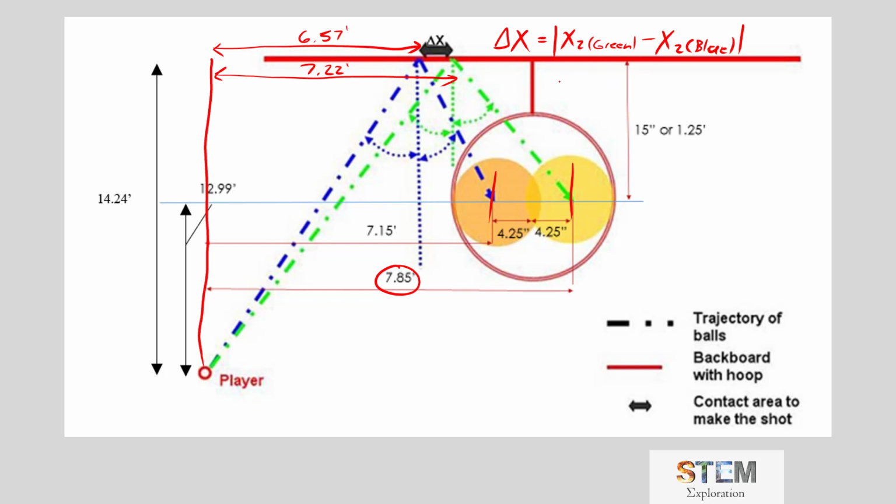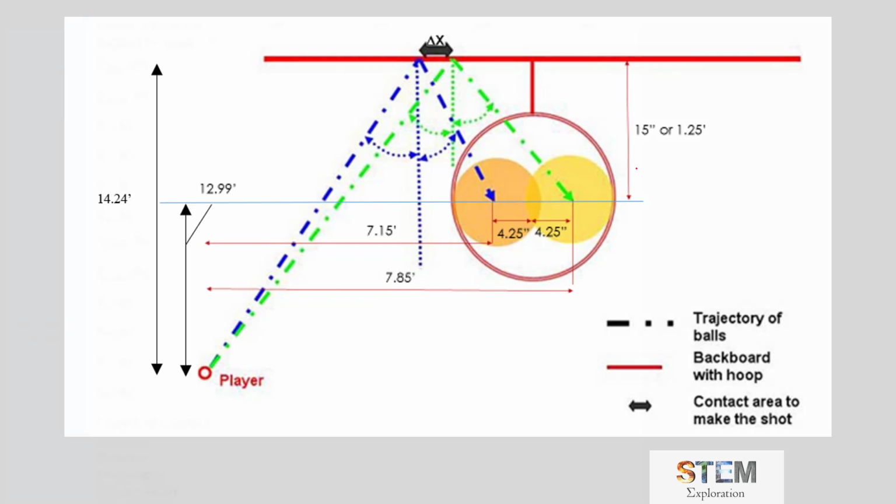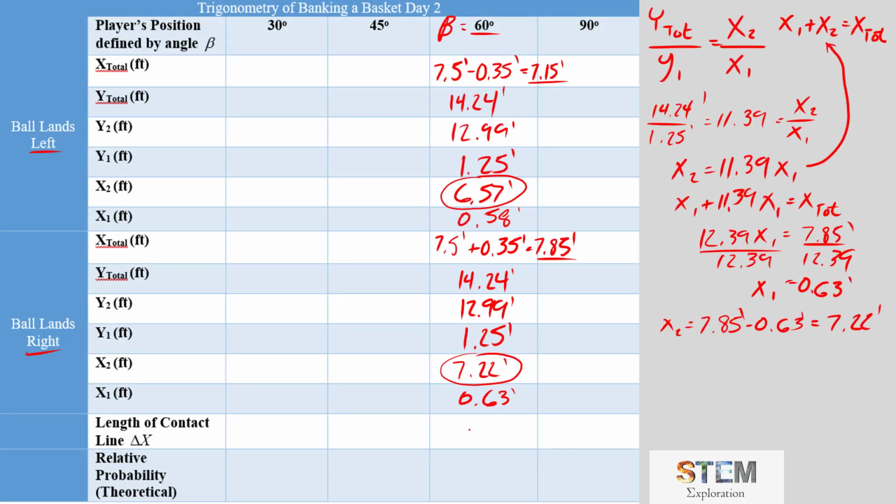And so if we want to find delta x, it's pretty straightforward. Just go 7.22 feet minus 6.57 feet. And now delta x is simply equal to 0.65 feet. And hopefully that seems relatively straightforward. But now we can just write that down here, and we can calculate this out. And now, if you want to calculate it for some of these other positions, you can just go and add some of these other positions.